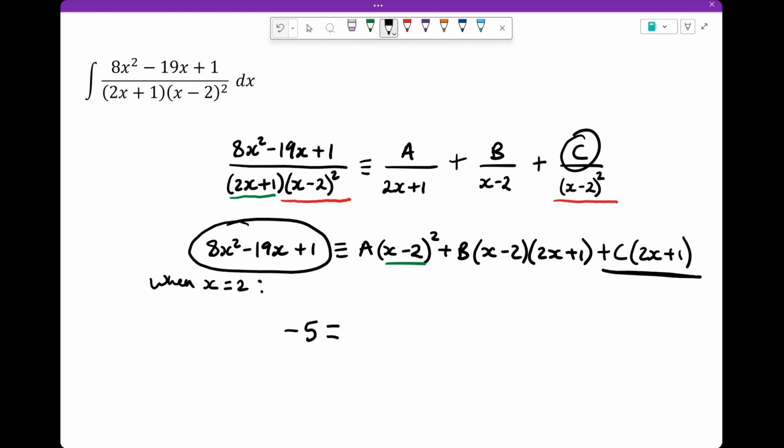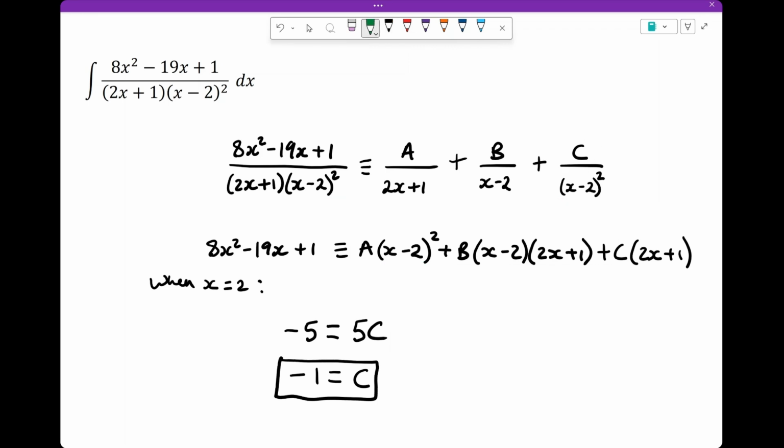Now, when I substitute x equals 2 into here, we're going to get 2 times 2, which is 4, plus 1, which is 5. So we're going to end up with 5 times c. And therefore, we can find c by dividing by 5 on both sides. So we would get c is equal to negative 1.